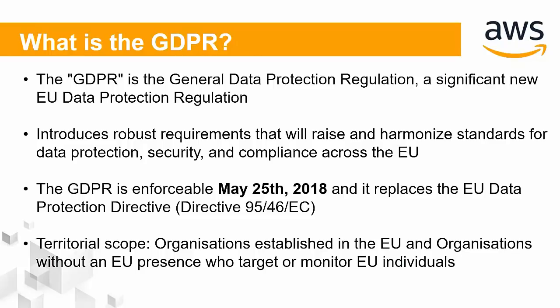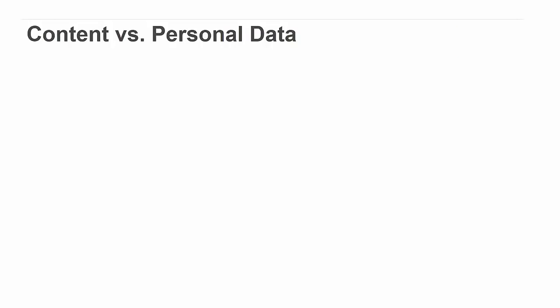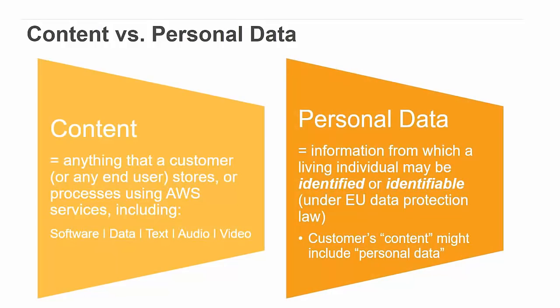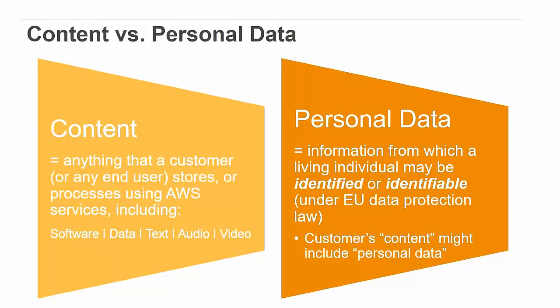So what is GDPR covering? Of course, it is about data, and there are two different categories of data. On the one hand, we have the content, and content is anything that a customer or an end user stores or processes using AWS services, including software, data, text, audio, etc. And then we have the personal data, and this personal data is information from which a living individual may be identified or identifiable, and that is what GDPR is covering and protecting. So personal data could be, of course, part of customers' content. So that's all around names, email addresses. So actually everything that identifies a person.